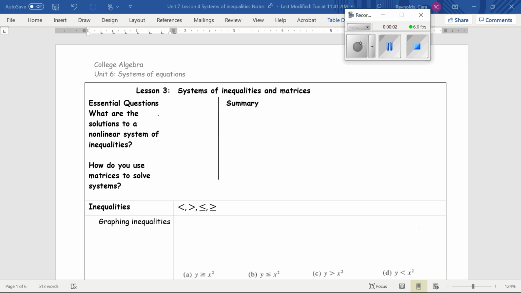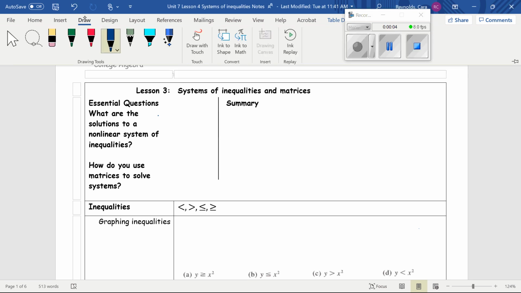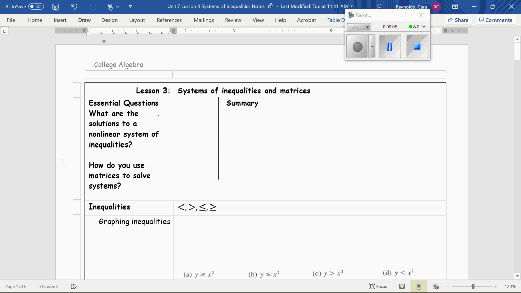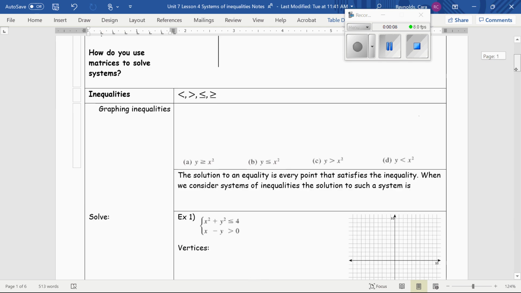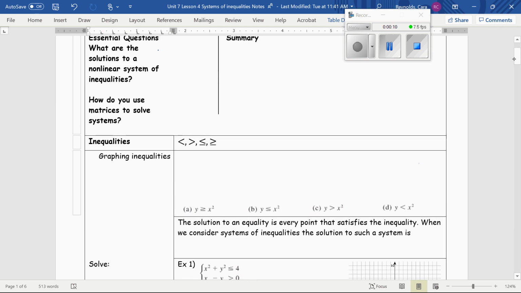Okay, looking at lesson 3, we're going to look at the inequalities for these and then some matrices and how to solve a system using matrices. So just a couple reminders when graphing inequalities: your less than, greater than, less than or equal to, greater than or equal to. Graph them the same as you always would.